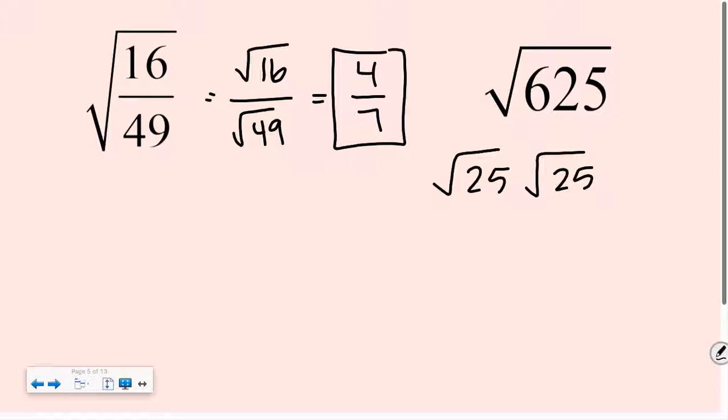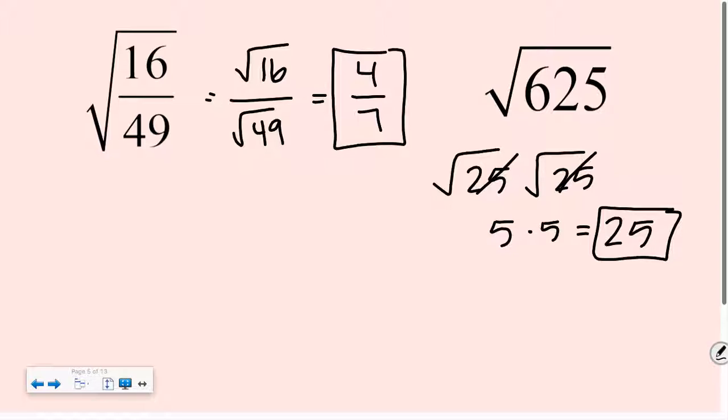What is the square root of 25? And 5 times 5 is 25. So since this one comes out nice and even, that's actually telling us that the square root of 625 is 25. So if you had a calculator, you could probably punch it in, but I would challenge you not to use a calculator today.